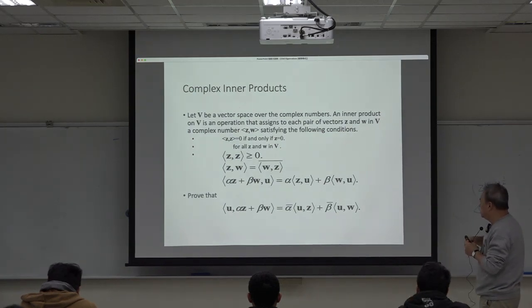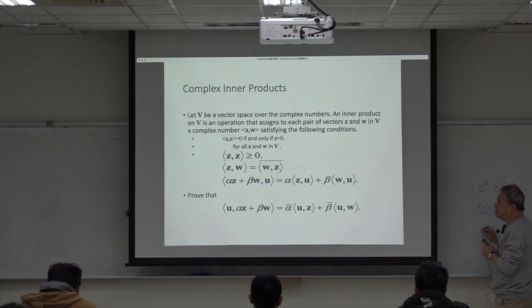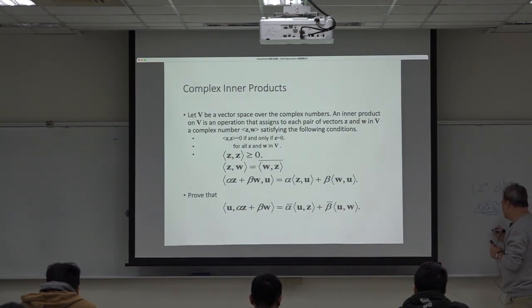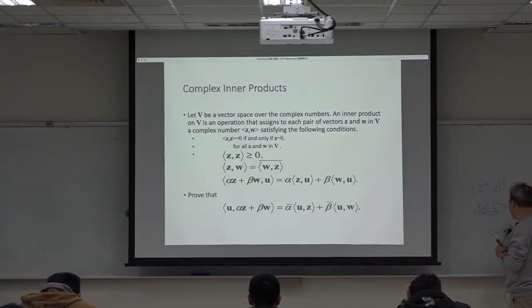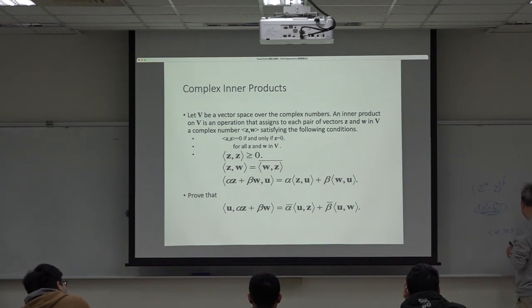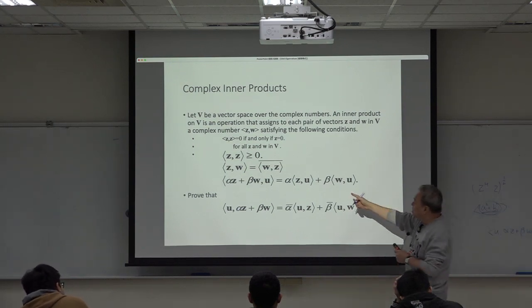Okay, there should be a conjugate there, because z inner product w is, well, let's derive this one first. So u inner product alpha z plus beta w. Okay, you change the order, you get the conjugate at the top. So alpha z plus beta w, u conjugate, and then you can apply this one.